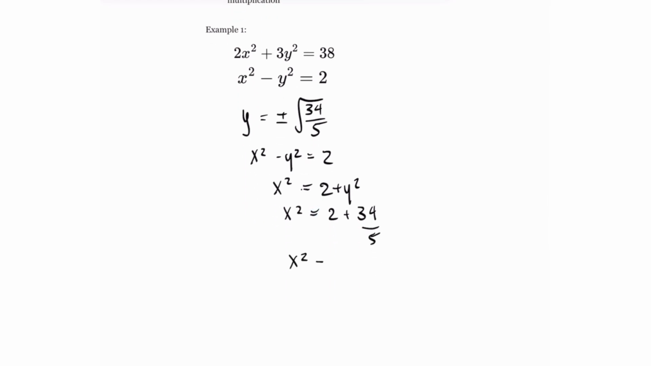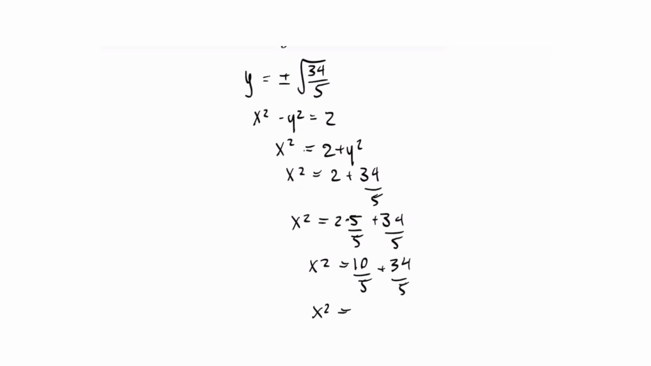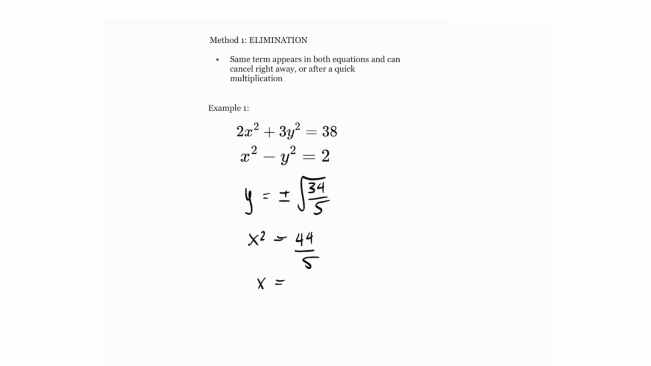And then we get x squared is equal to, well, we have to first put the 2 on the same base. So we do 2 times 5 over 5 to get 10 over 5. And then we add this to the existing 34 over 5 to obtain 44 over 5. Now this is the same process as before. We take the square root on either side. So we get plus or minus the square root of 44 over 5.